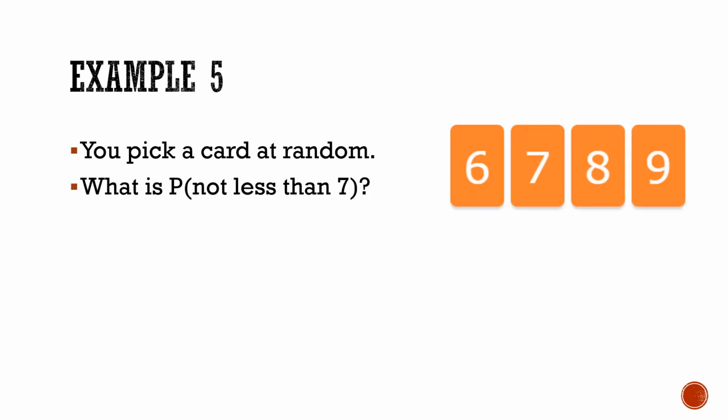Okay, we have 4 possible outcomes in this one. What is the probability that it is not less than 7? Okay, 7 is not less than 7, 8 is not less than 7, and 9 is not less than 7. So there's a 3 out of 4 chance that it will not be less than 7.